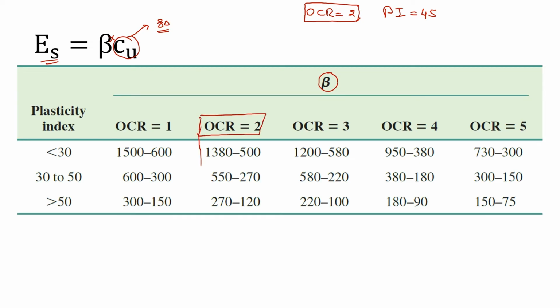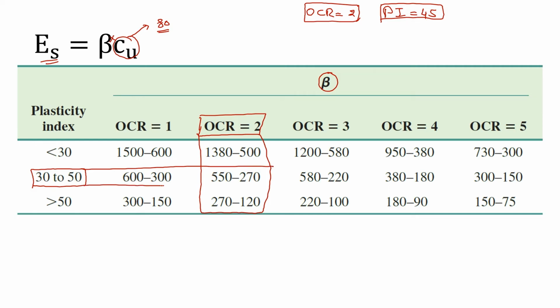It means that we have to follow this column with a value of OCR equal to 2. Now, we will find the plasticity index of 45. Plasticity index of 45 exists within this limit, 30 to 40, meaning we have to move in this direction. So our value of beta will be from 270 to 550, maybe any value. So the best method is to interpolate.